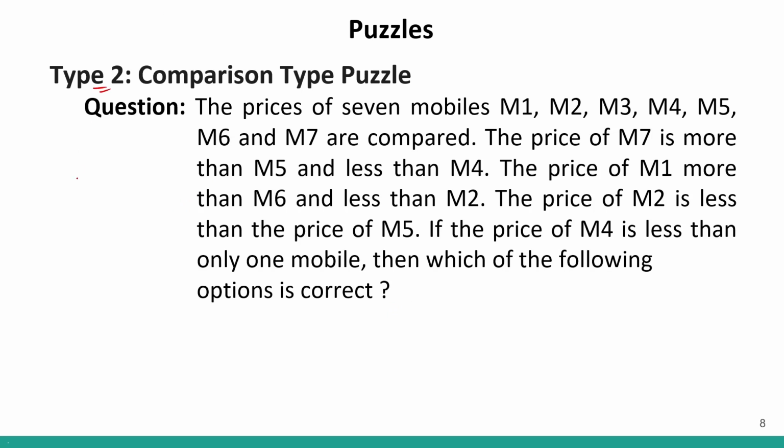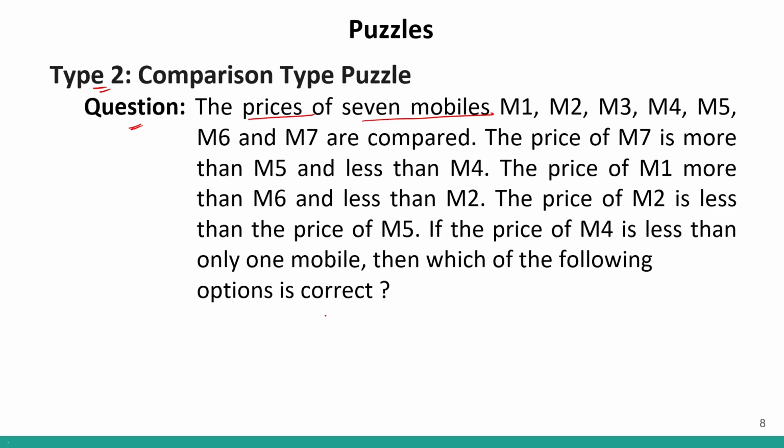Type 2 is comparison type. So comparison based on height, comparison based on prices, based on incomes, based on weight. Any attribute can be used for comparing things or people. In this question, it says that the prices of 7 mobiles, so object is there. Prices of 7 mobiles are compared.